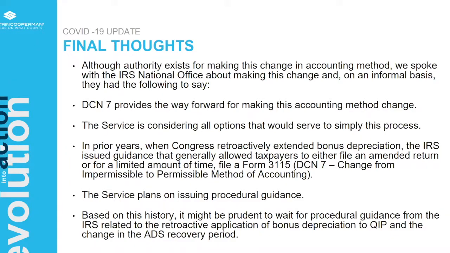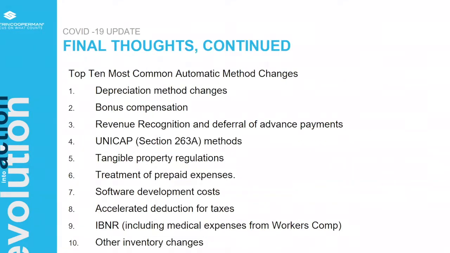The change in accounting for depreciation is just one of the many ways to accelerate deductions to produce tax savings. As you proceed with the preparation of your 2019 tax returns, I would encourage you to explore additional opportunities to make accounting method changes. The following is my top 10 list of accounting method changes that might help to maximize tax savings this year.